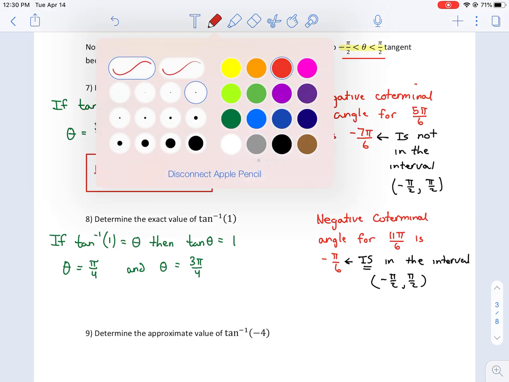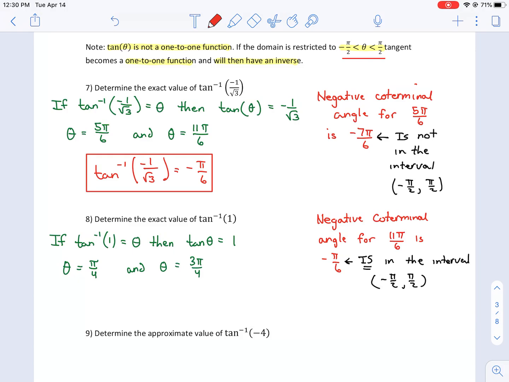And only one of those angles is in the desired interval, negative pi halves to pi halves. And that is pi fourths. 3 pi fourths is too large. Therefore, the inverse tangent of 1 is equal to pi fourths.